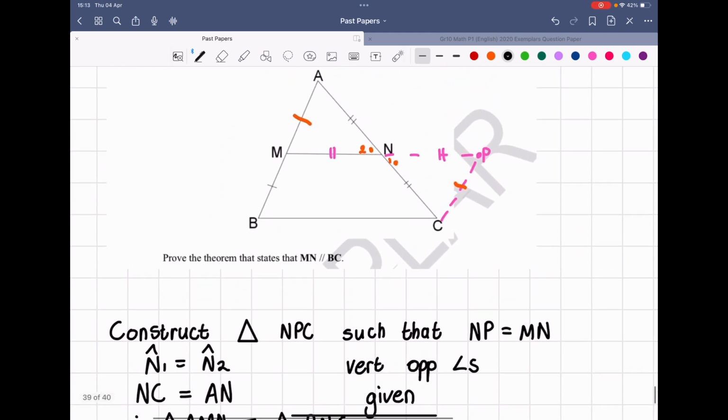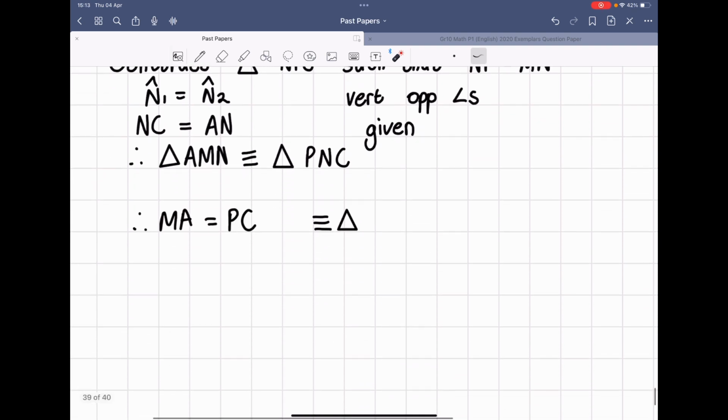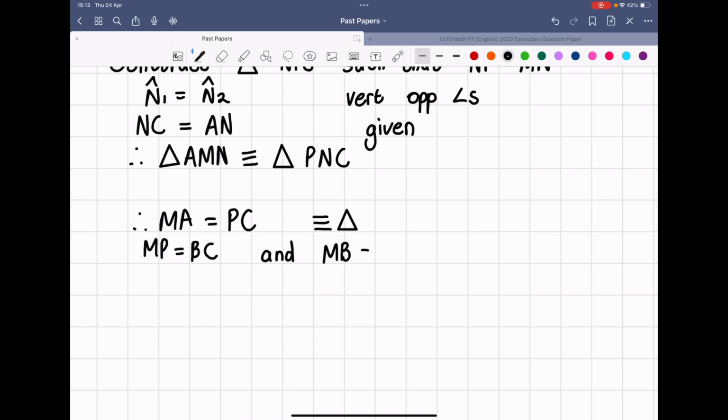All right, and then I also have that this side MN is equal to CP, because I was given that MA is equal to BM, again that M was the midpoint, and I also have that MP is equal in length to BC. So I'm going to say MP equals BC and MB equals PC.